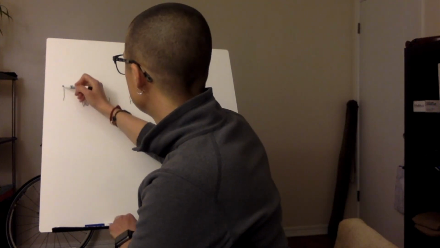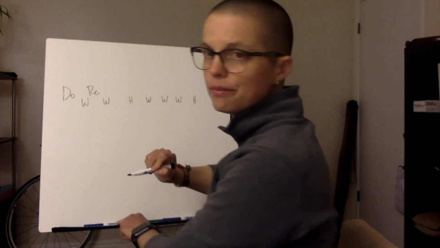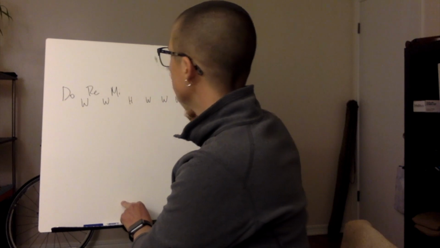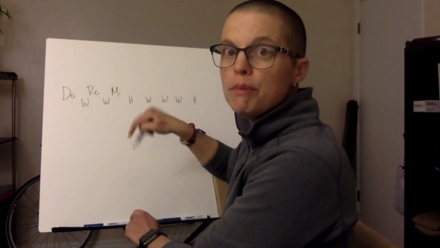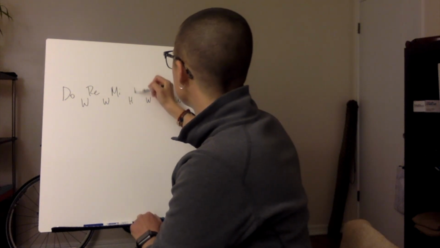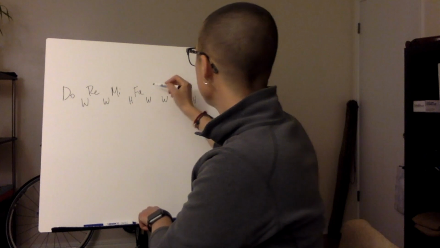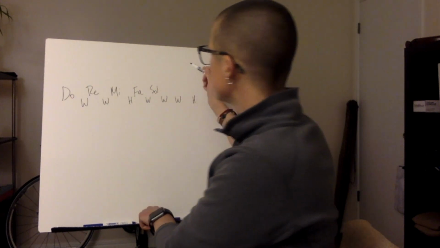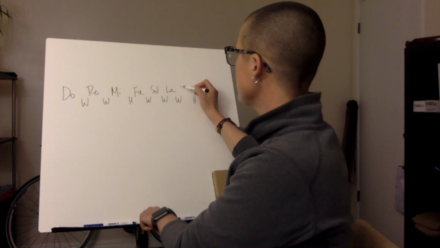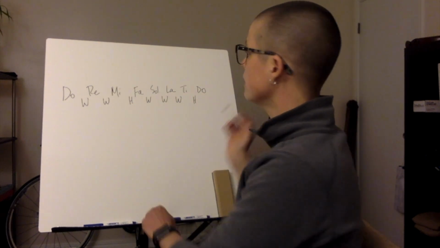Do to re is a whole step. Then re to mi is also a whole step. Mi to fa is our first half step in the major scale. Fa to sol is a whole step. Sol to la is a whole step. La to ti is a whole step. And then ti to do is a half step.